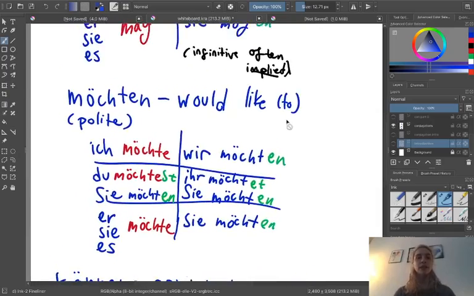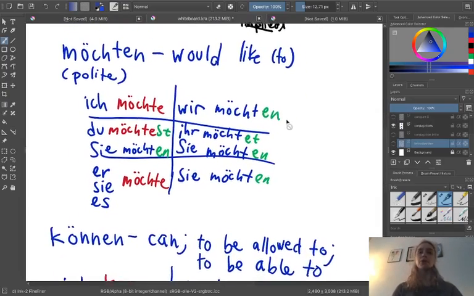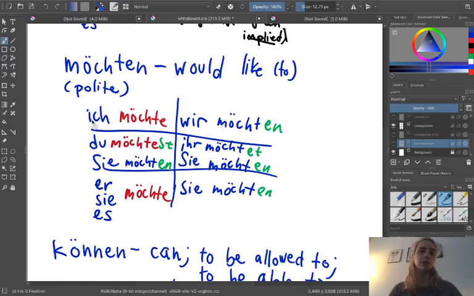I'll come to möchten. If you want to order something, this is a good polite word to use. So this one, on the surface, looks pretty regular, but I still have these ich and er/sie/es and du forms in red to highlight the pattern, because we are still copying over the ich form to the er/sie/es slot, and our st pattern still applies here. So ich möchte, du möchtest, sie möchten, er/sie/es möchte, wir möchten, ihr möchtet, sie möchten.